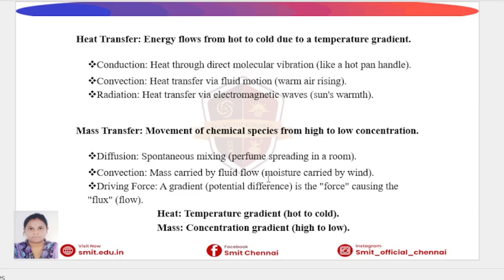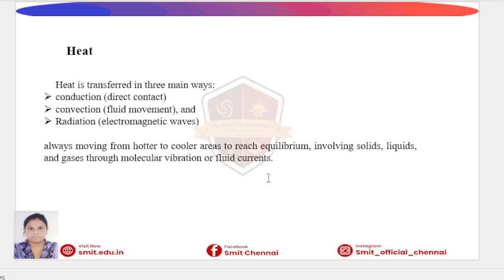Okay, so these are the two concepts in heat and mass transfer, and the differences between heat transfer and mass transfer. And then, what is heat first of all? Heat is transferred in three main ways. One is conduction, that is direct contact, another is convection through fluid movement, and the last one is radiation by electromagnetic waves. Always moving from hotter to cooler areas to reach equilibrium, involving solids, liquids, and gases through molecular vibration or fluid currents.